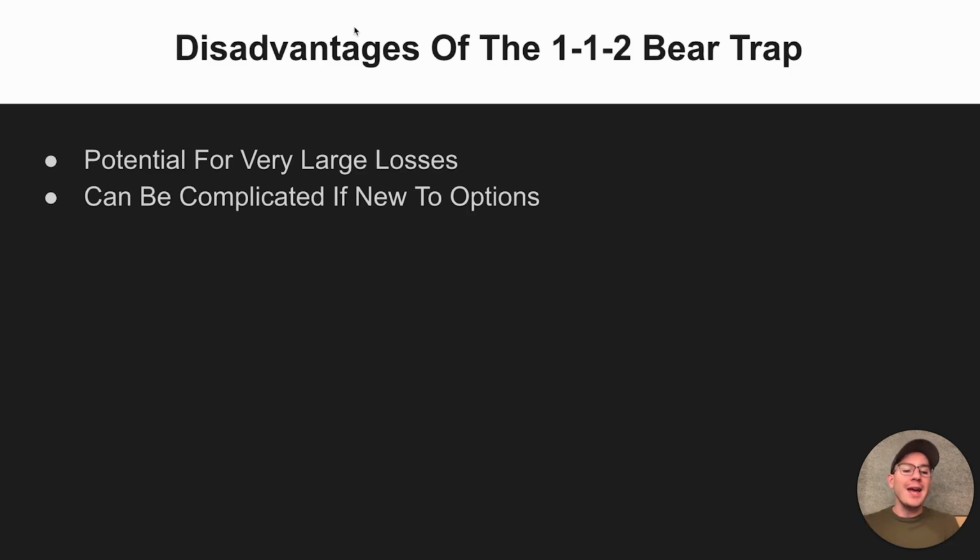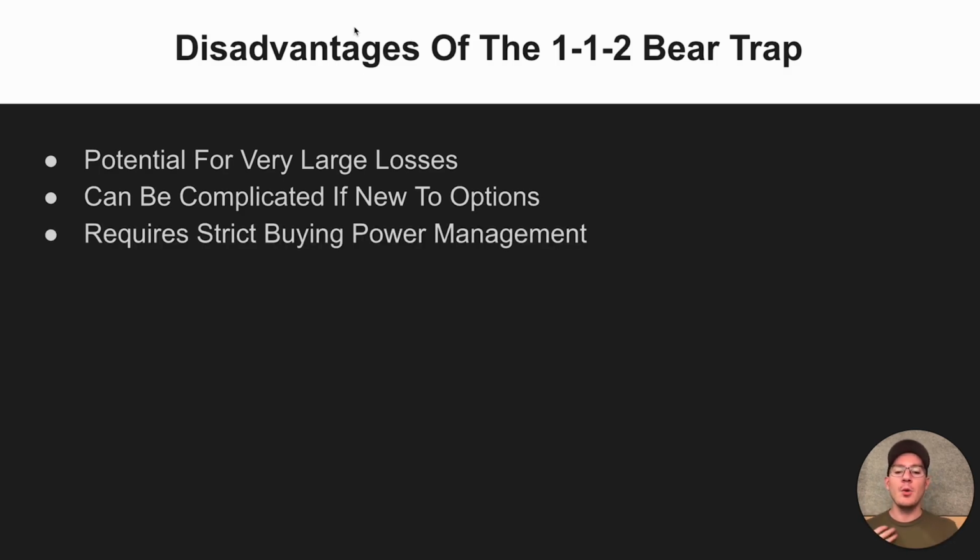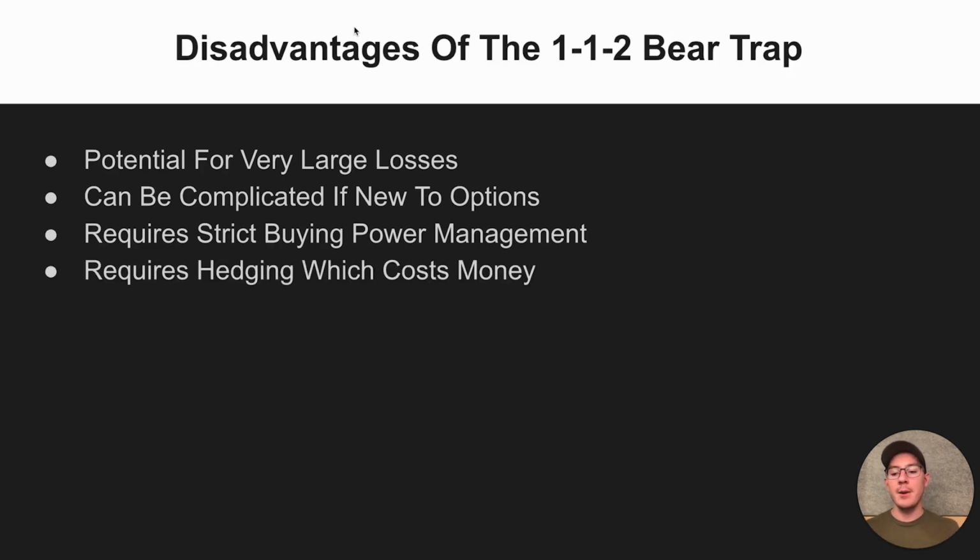It can be complicated if you're new to options. Again, there's 3 option legs here that we need to look at, so it can be complicated. It requires strict buying power management, meaning we need to make sure we're aware how much money we have deployed in trades, what it's doing, and different risk in the market. If you want additional protection, it does require hedging. As I mentioned, we could buy puts on SPY or we can buy calls on VIX, but that does require and cost extra time and money.